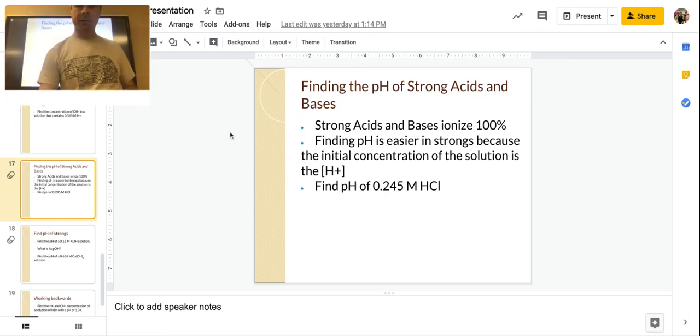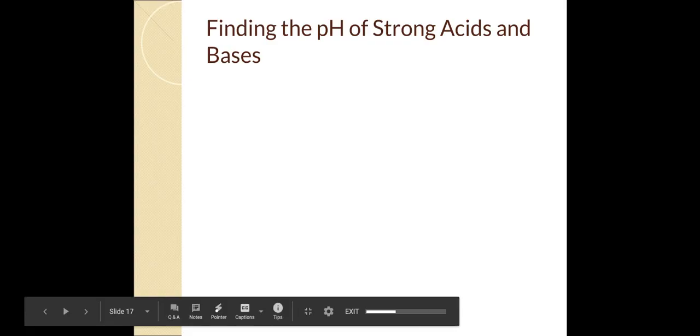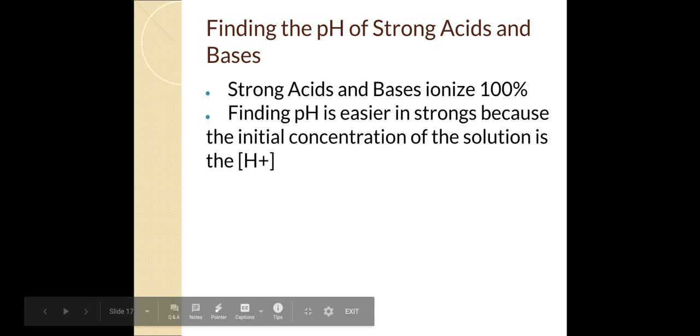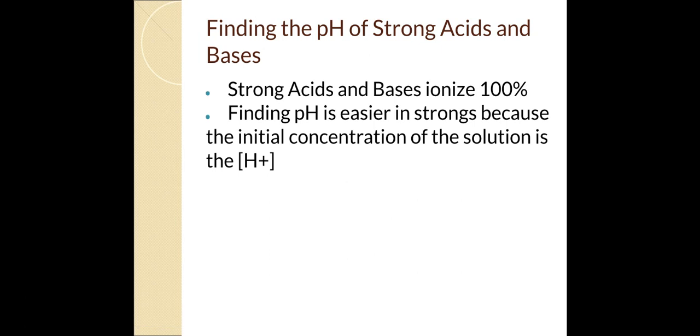We'll move on to finding pH of strong acids and how this works. We'll do weak acids later. Everything from here on is going to be a strong acid or a strong base. Quick reminder, strong acids and bases ionize 100%. That makes finding the pH much easier, because whatever the concentration of your initial solution is, that's pretty much the concentration of your H plus. We'll use a little stoichiometry to figure this out, and I'll show you how to do this.